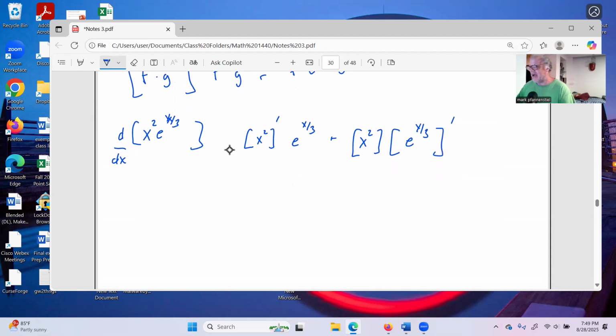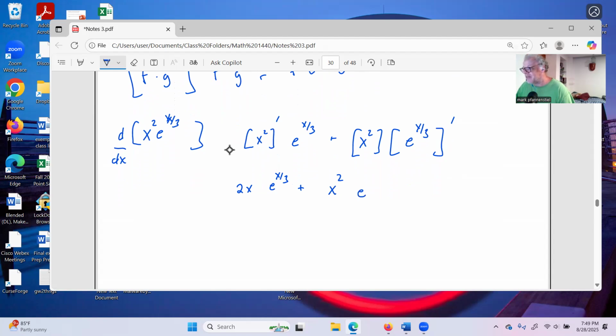So let's go ahead, and now we have a plan. Let's go ahead and implement those plans. So if I go ahead and take the derivative of x squared, we end up with 2x. I didn't touch this, e to the x over 3, one little bit. Plus, now we're moving on to the second part of it. The second part says first times the derivative of the second. So the first rather is going to be x squared. And now I need the derivative of e to the x over 3.